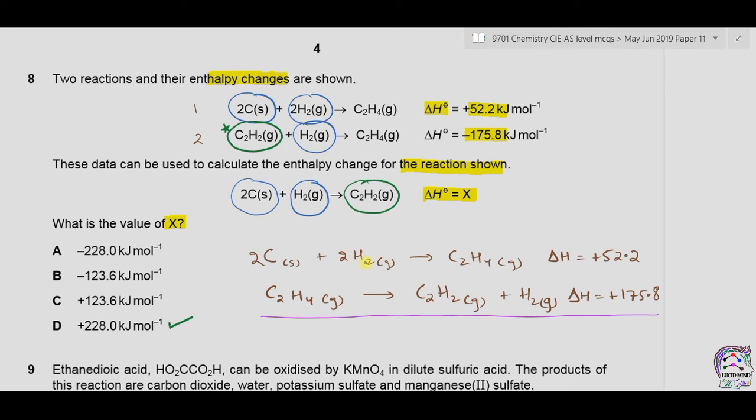First, cut out the ones that are similar. So we have hydrogen on the reactant side and on the product side. We also have C2H4 on the product side and on the reactant side, so they will be cut out. Now adding the remaining, we have 2 carbon solid. 1 mole of hydrogen gas is also left, so we can write H2 gas, and the product is 1 mole C2H2.